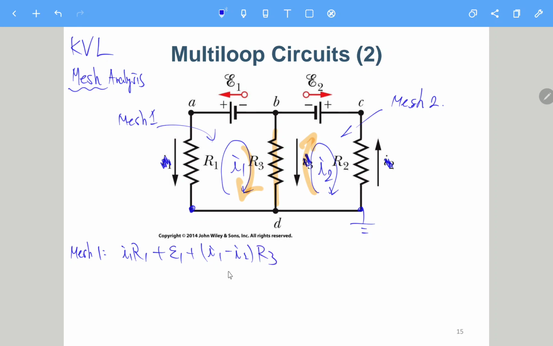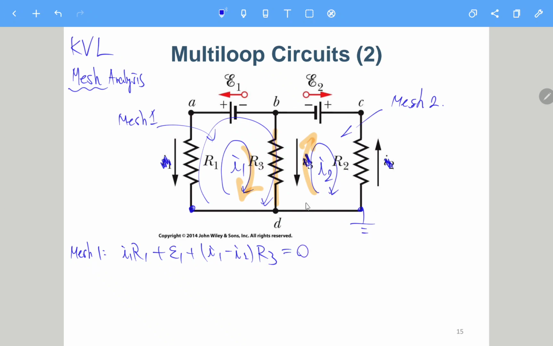Okay, this is a little bit tricky, but for the middle branch, we have I1 and I2, two meshes going across this one. So we need to consider this is the positive direction, I1 times I3. This is the reverse direction, because when we consider this is the mesh, this one has the opposite direction. So we should subtract I2 times I3. So we have this one.